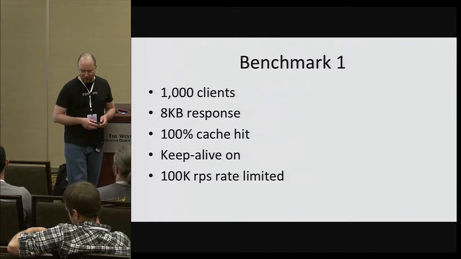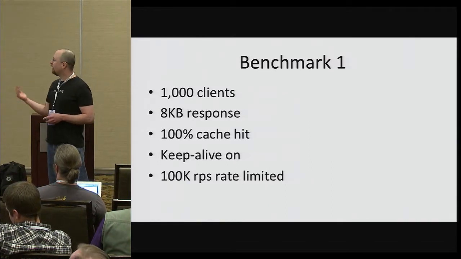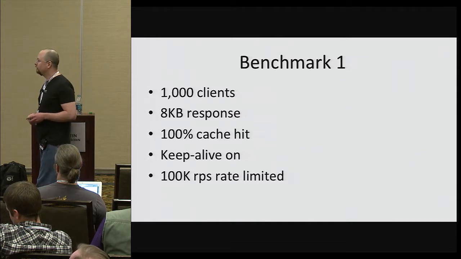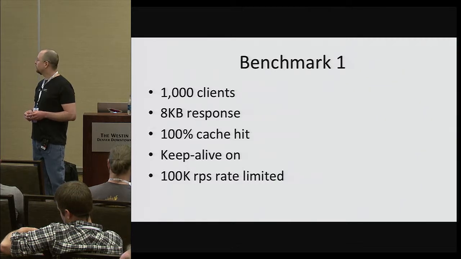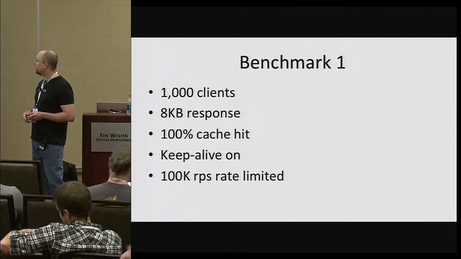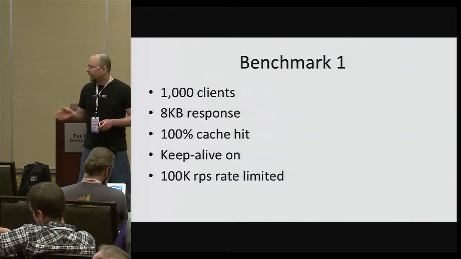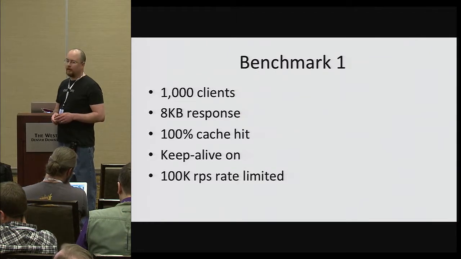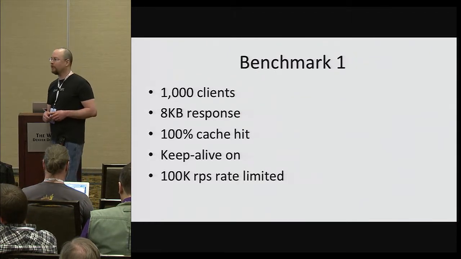So in the first benchmark, this is just a standard keep alive benchmark. 1,000 clients, 8K response, 100% cache hit rate, and then I limited to 100,000 RPS. And this box had a 10 gig NIC, and I was pushing about 8 gigabit doing these benchmarks.